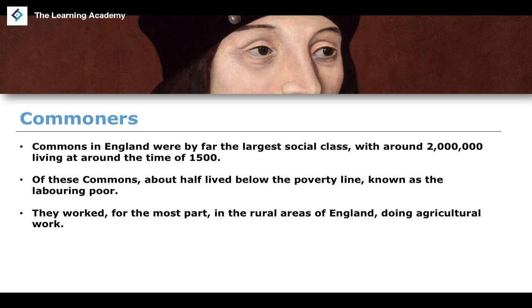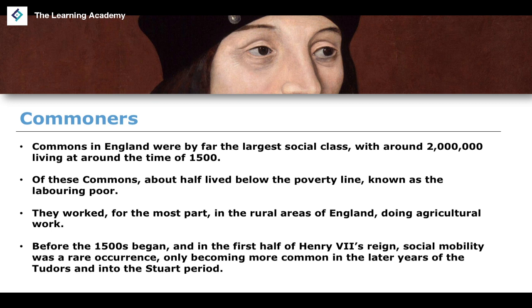They worked for the most part in rural England, doing a lot of agricultural work. This obviously included things like farming. And before the 1500s began, and during the first half of Henry VII's reign, social mobility was a very rare occurrence. It was only becoming more common in the later years of the Tudors and moving into the Stuart period.